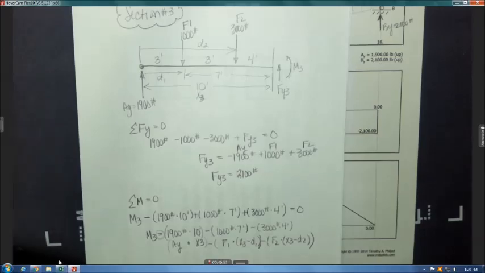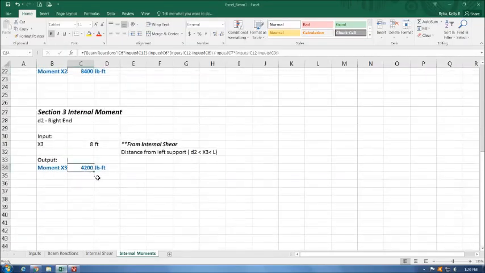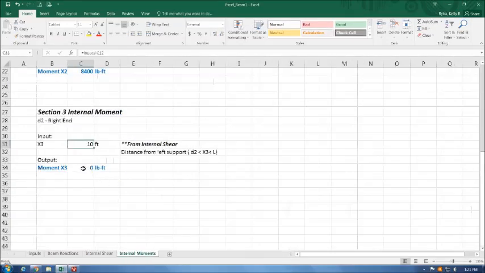So, as I look at the spreadsheet, I have right now my X3 value set at 8. All right. Let's see what it comes out to when I put it at 10. It should come out to 0, right? Because I'm at the very end. Okay.